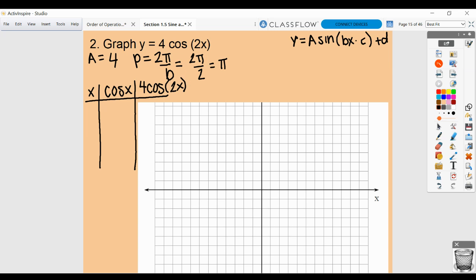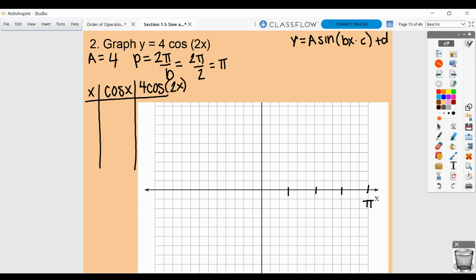Okay, now something to think about is the 4 is what is changing the y value. The 2 is what changed the x value. So we actually don't need to worry about this part whenever we fill in the t-chart. Whenever we go to fill this in, you're always going to start with the pi at the end because that's your period. Then you're going to work your way in.